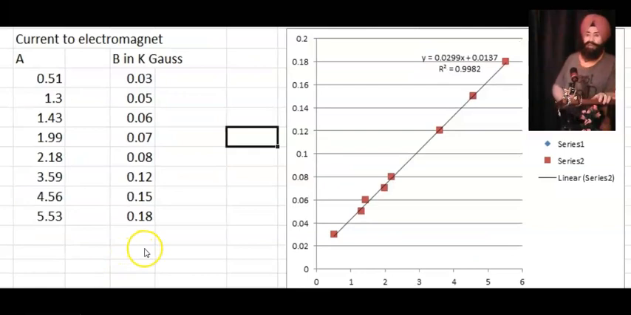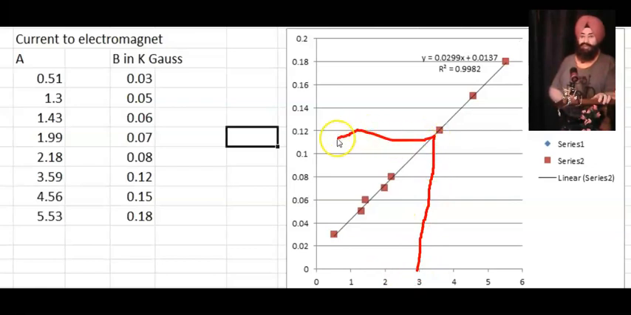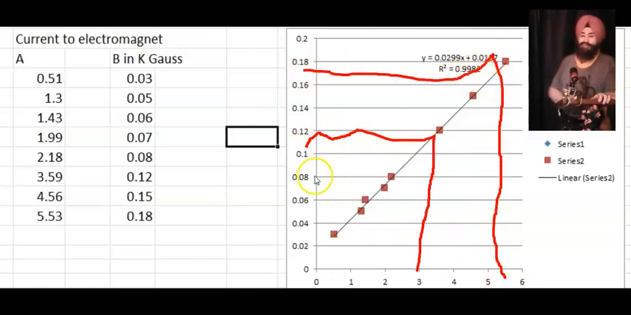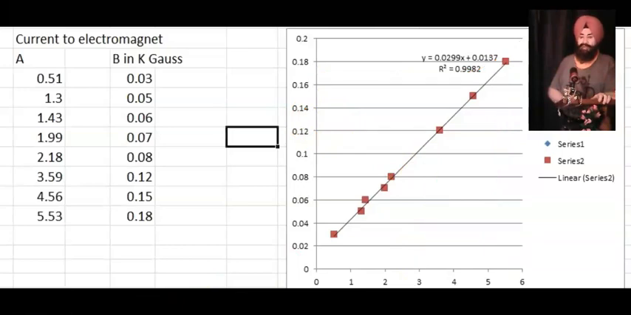What is the use of the graph? If you have the value of the current which is given to the electromagnet, like 3 ampere, then what will be the field? We can have an idea. If this is the current which is passed, what is the field? So we can have the magnetic field if the current given to the electromagnet is known.